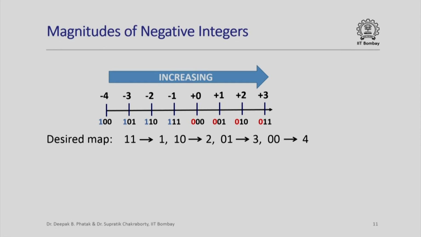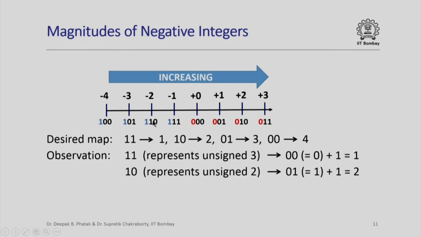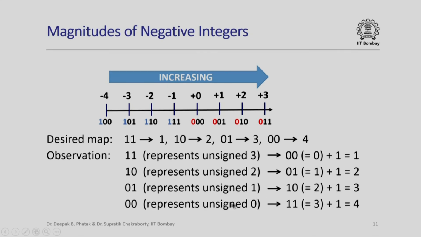Yet another way to think about this is to say that you look at 11, which represents the unsigned integer 3, flip all the bits, you get 0, and then you add 1 to it, and that gives you the magnitude that you want it to represent. You look at 10, which represents the unsigned integer 2, but you want it to represent 2, so flip all the bits, you get the unsigned integer 1, then add 1 to it, you get 2, and so on.